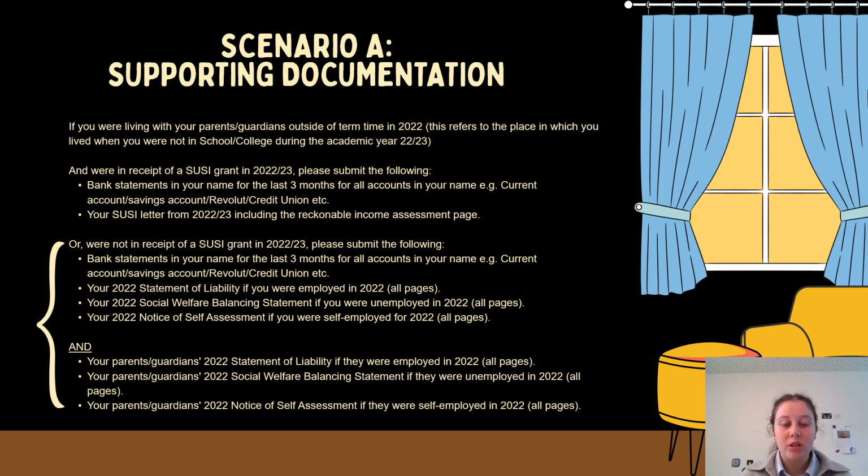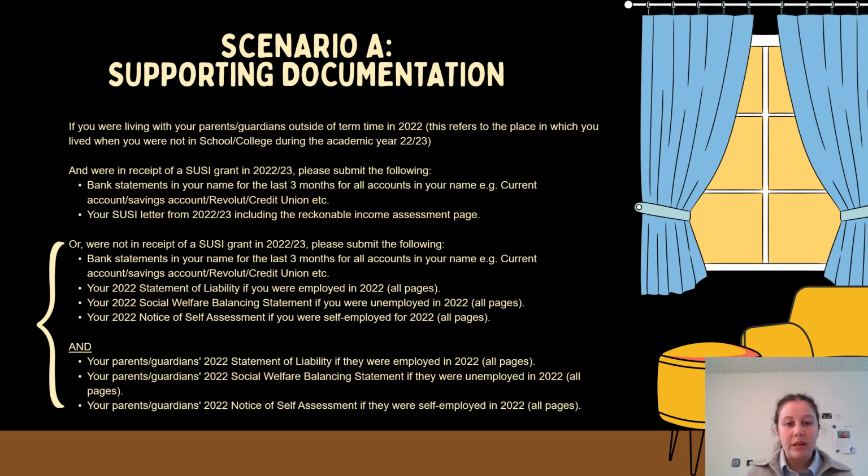So it's important to note that if you're looking for your supporting documentation, you need to log on to your Revenue online account to do this. If it's your parents' information that I need, your parents will need to log on to their own Revenue to download those documents for you. You won't be able to access that from your own account. Your parents will have to go into their own account.